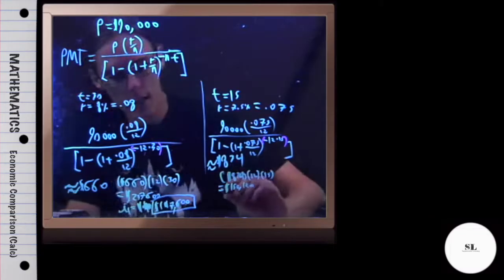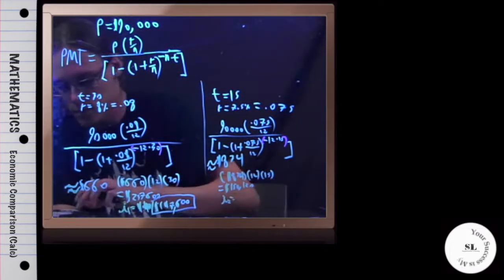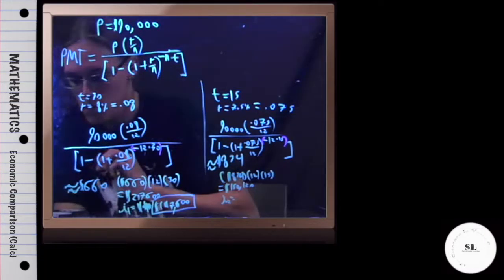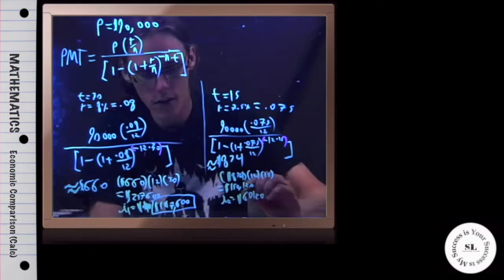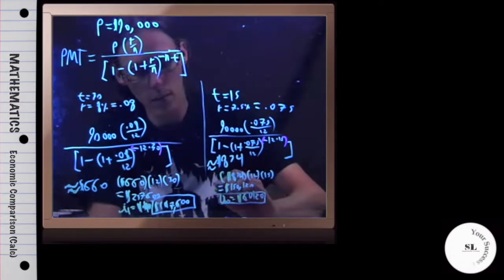So overall, I'm paying significantly less, but let's see how much interest that actually is. I'm going to subtract 90,000 from this to get the second value of interest. And when I do that, I get that I'm paying out $60,120 in interest on the second plan.